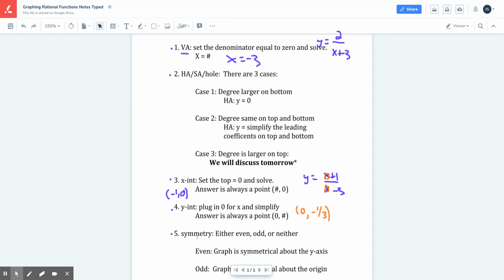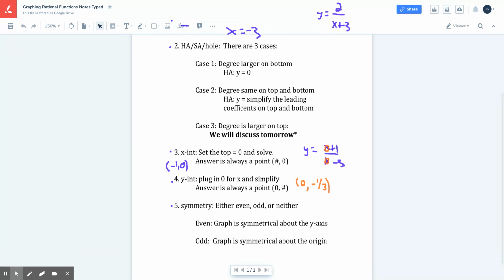And then the last one they'll ask you to do is symmetry. Symmetry is either even, odd, or it can be none of them. To be even is when a graph is symmetrical about the y-axis, which basically means that if you had something like this and it's reflected over the y-axis, if I folded this over the y-axis, it's the same graph. That would be even symmetry. Odd symmetry is if it's symmetric about the origin, meaning if I had something like this and I rotated this graph 180 degrees, I would get the same graph.